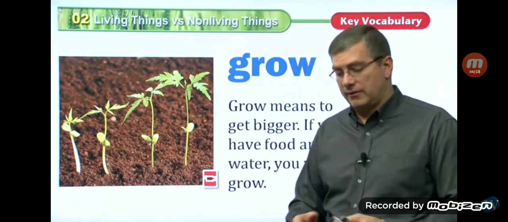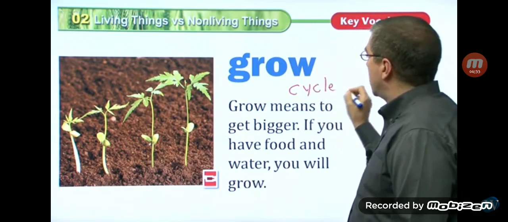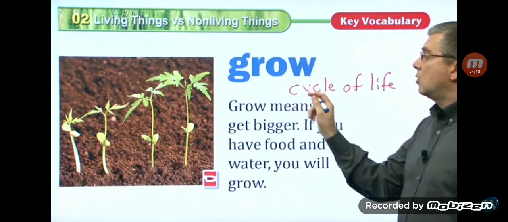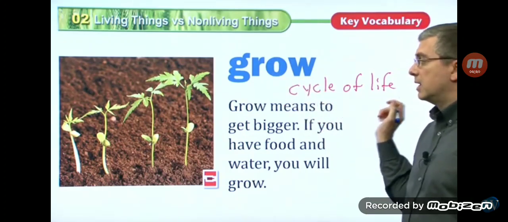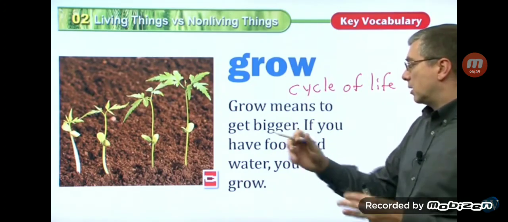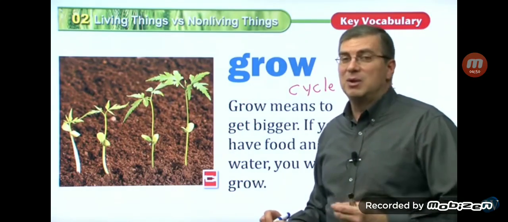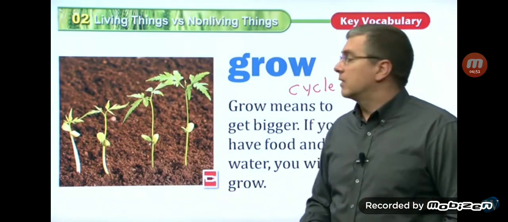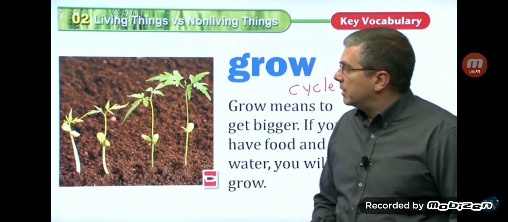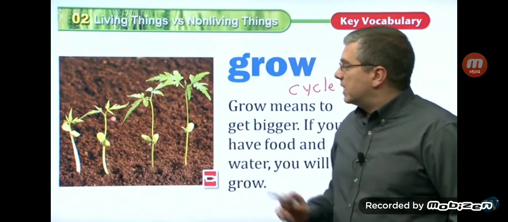It's a cycle of life. All living things grow through the cycle of life. Grow means to get bigger. Basically, if you have food and water, you will grow. Food, water, and time, you get bigger. The example here is the fruit of this plant. As this plant grows, it becomes larger.